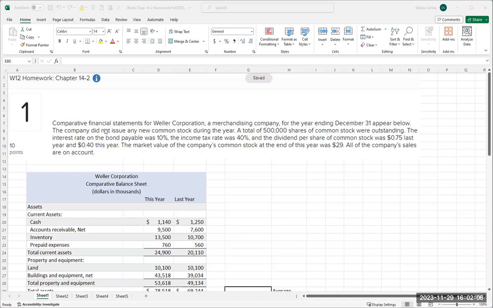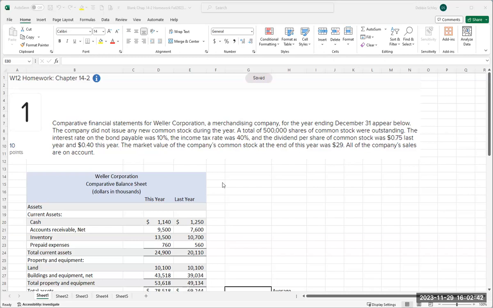Comparative financial statements for Weller Corporation, a merchandising company, for the year ending December 31st appear below. The company did not issue any new common stock during the year. A total of 500,000 shares of common stock were outstanding. The interest rate on the bond payable was 10%. The income tax rate was 40%, and the dividend per share of common stock was 75 cents last year and 40 cents this year. The market value of the company's common stock at the end of the year was $29. All of the company's sales are on account.